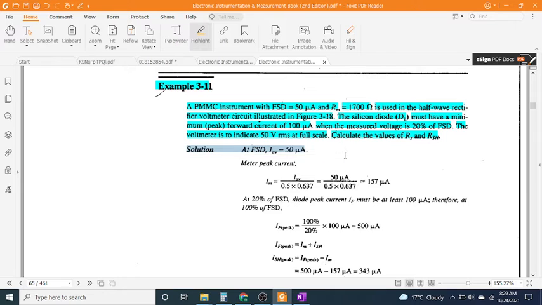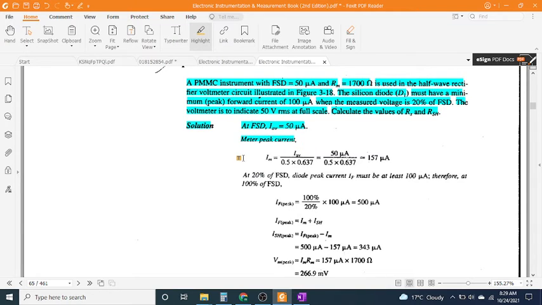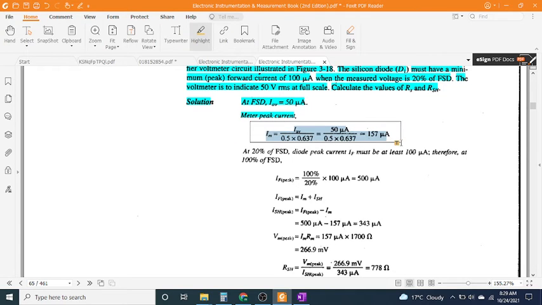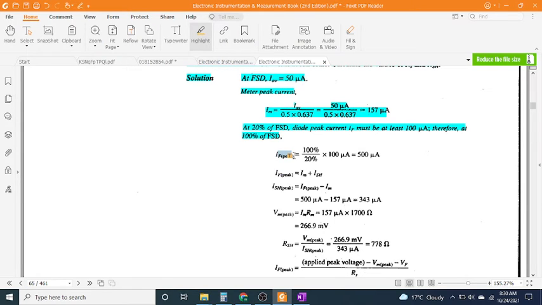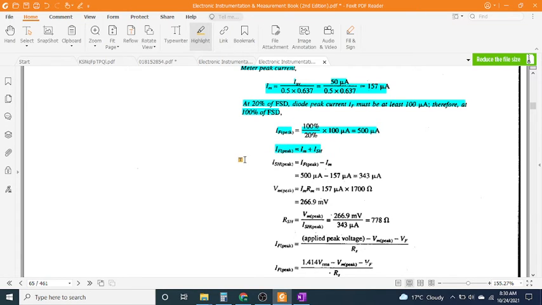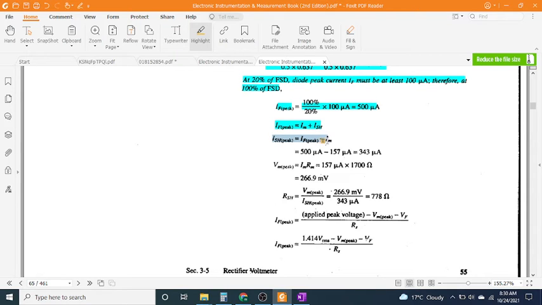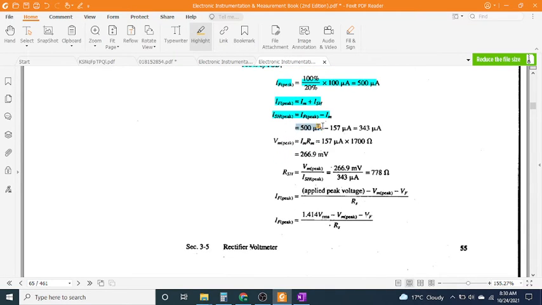Solution. At FSD, I m equals 50 µA. Meter peak current, Im peak, equals 50 µA divided by (0.5 × 0.637), equals 157 µA. At 20% of FSD, diode peak current must be at least 100 µA, therefore at 100% of FSD, diode peak current equals 100 µA × 5 equals 500 µA. I sh peak equals I D1 peak plus I sh. I sh peak equals I D1 peak minus Im peak, equals 500 µA minus 157 µA equals 343 µA.